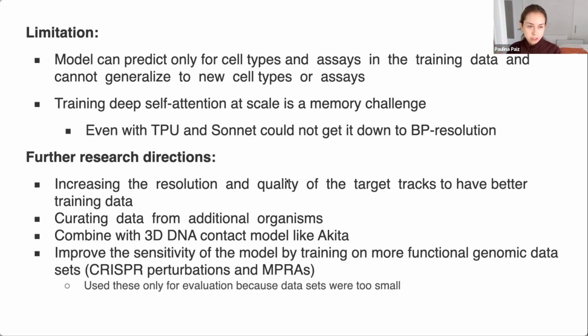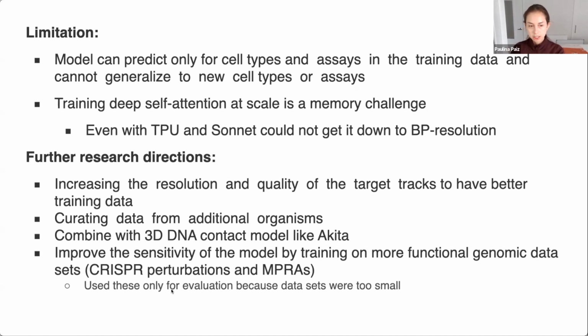And further research directions, if any of you are interested in working on this model, is to increase the resolution and quality of the target tracks, to curate data from additional organisms. They mentioned combining it with a 3D DNA contact model like Akita. So it would be more like an end-to-end model and more comprehensive. And the last one is to improve the sensitivity of the model by training on more functional genomic data sets like CRISPR perturbations and MPRAs.